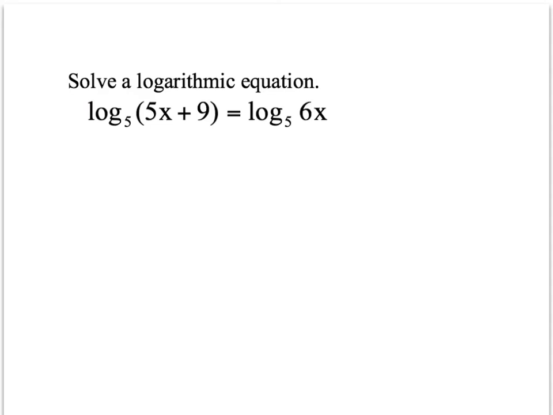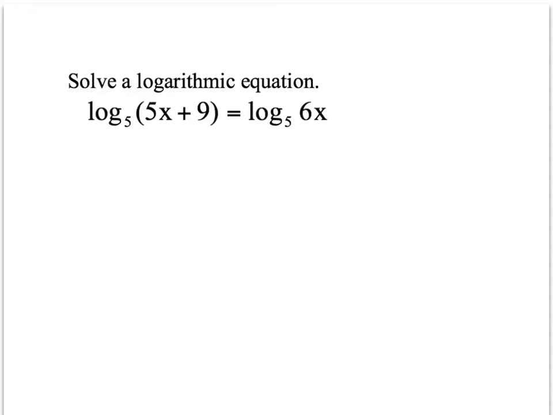Now we're going to be solving a logarithmic equation. I have a log base 5 of 5x plus 9 equal to log base 5 of 6x. On both sides of the equal sign, I have the expressions that I'm looking to solve for stuck inside of a logarithm. I need to get them outside of the logarithm, and the way I'm going to do that is by using the logarithms as exponents.